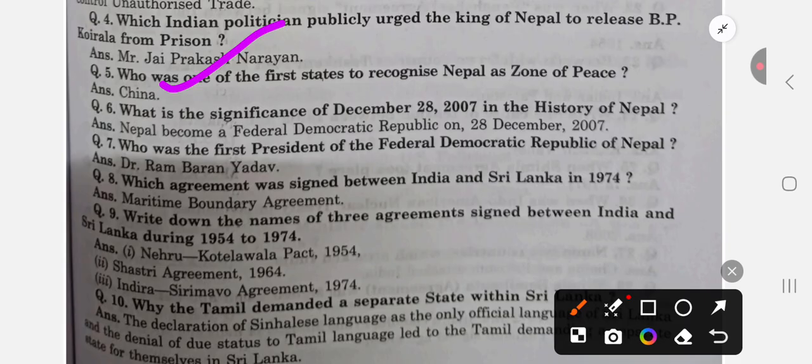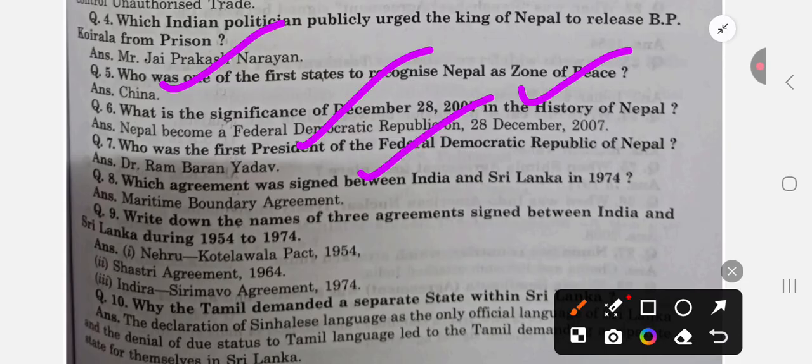What is the significance of December 28, 2007 in the history of Nepal? Nepal became a federal democratic republic on 28 December 2007. Who was the first president of the Federal Democratic Republic of Nepal? Dr. Ram Baran Yadav. Which agreement was signed between India and Sri Lanka in 1974? It was the Maritime Boundary Agreement.